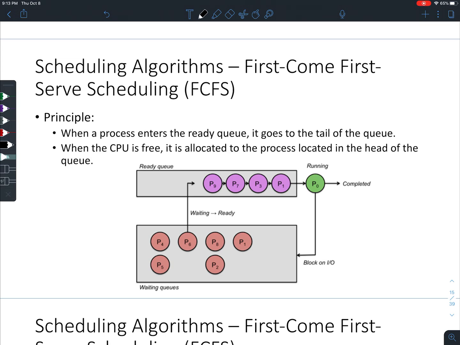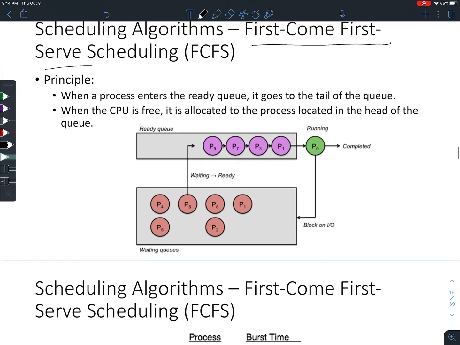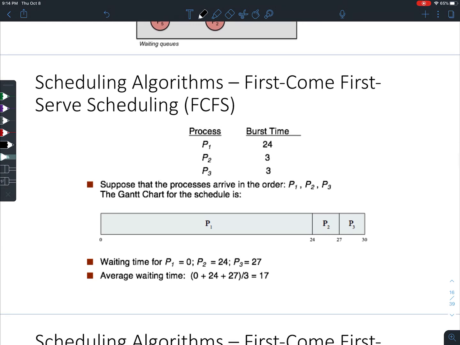The first one is called the first come first serve scheduling algorithm, and actually this is the most basic one. From the name we can tell what this scheduling algorithm does. It always allocates the CPU to the process which enters the waiting list first, and that process is going to take the CPU however long it wants, until it finishes execution. And then we allocate the CPU to the second process in the waiting queue. This is the general idea behind it.